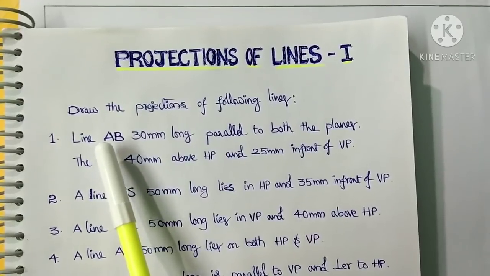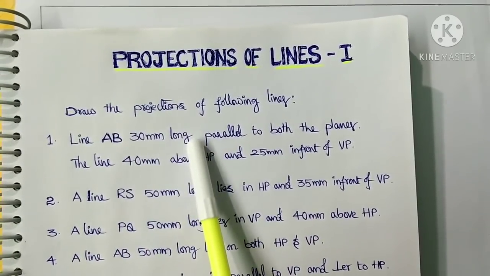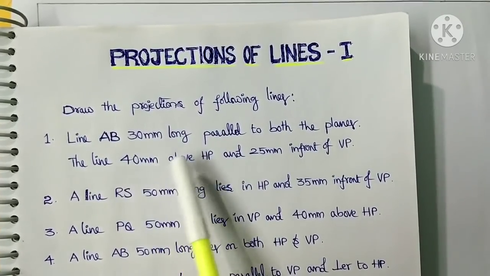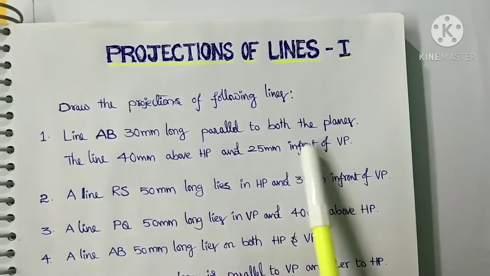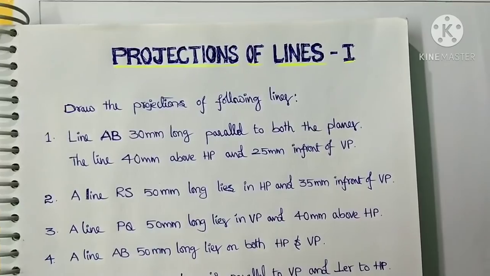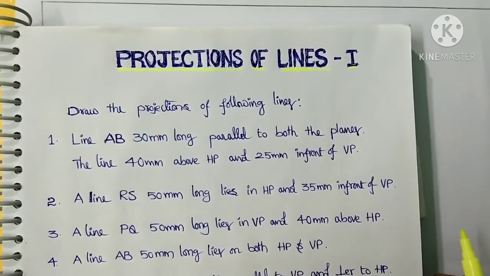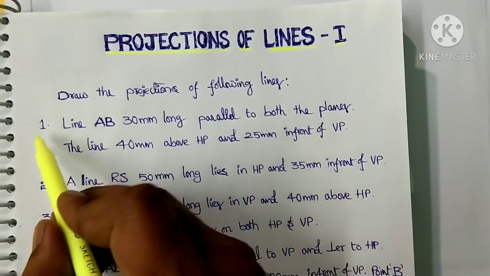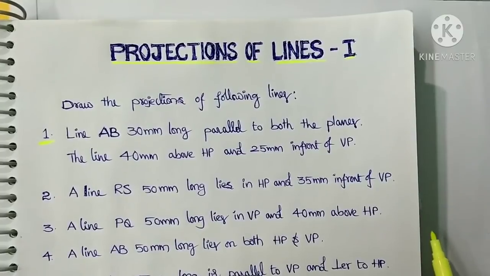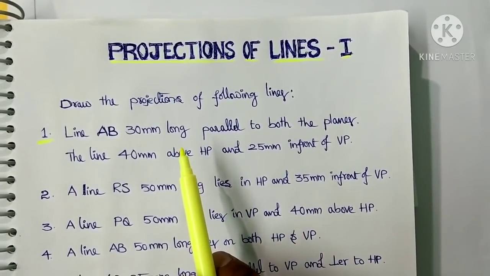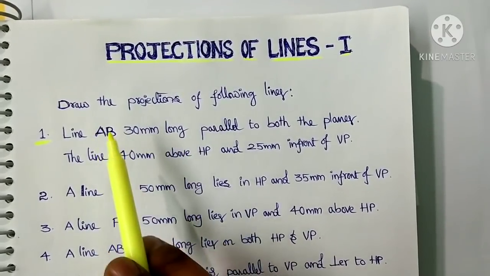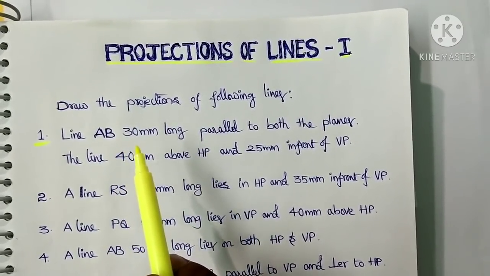The first one is line AB, 30 mm long, parallel to both the planes. The line is 40 mm above HP and 25 mm in front of VP. So this problem is related to condition number 1. That means if we observe the previous class, position of a line, this is position number 1. So we can see this position of the line with respect to the HP and VP also.